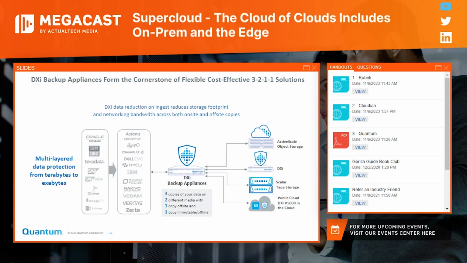Next slide, please. So I talked a little bit about 3-2-1-1. I want to bring it up just to make sure everybody's familiar with it. It's this idea that to protect data most effectively, it's really important to preserve 3 copies of data on 2 different media, with 1 copy offsite and 1 copy either immutable or offline. And so DXi is really a key capability for us at Quantum in being able to build these 3-2-1-1 solutions because DXi backup appliances are able to tier to ActiveScale object storage as well as to the public cloud.